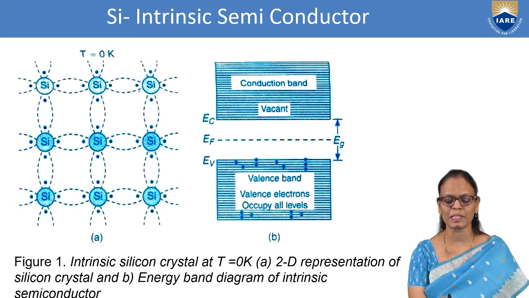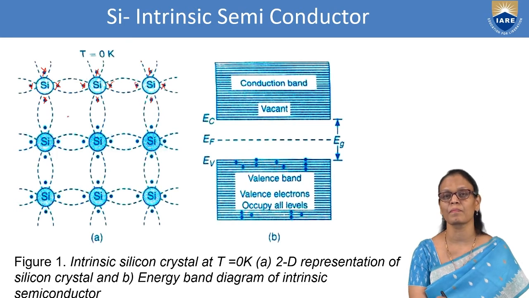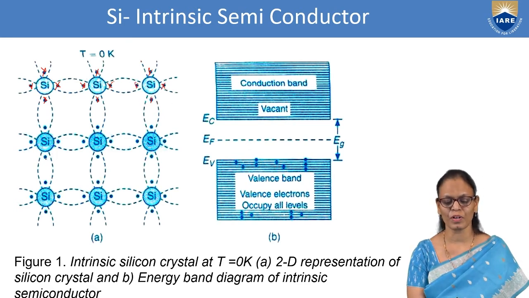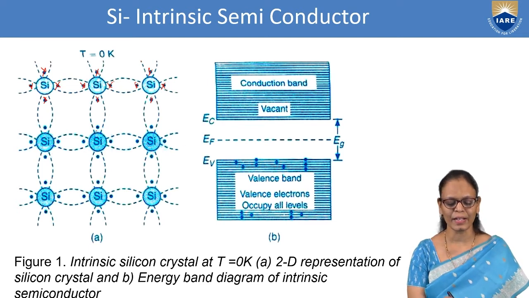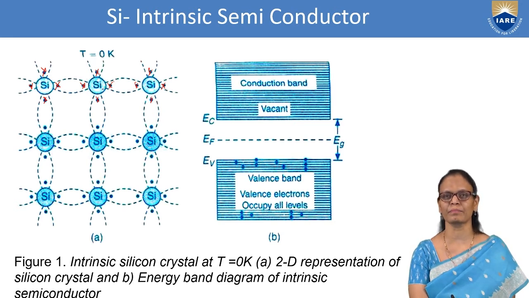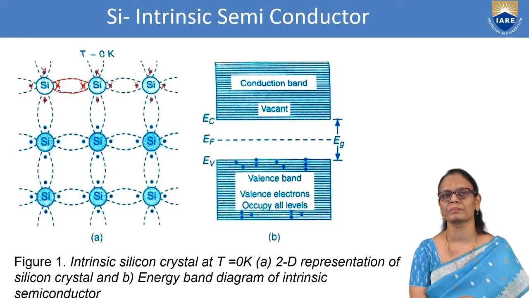Each one has 4 electrons. These are the valence electrons. Each atom has 4 valence electrons, and these electrons form covalent bonds with the neighboring atoms. This electron will form a pair with the neighboring silicon like this.